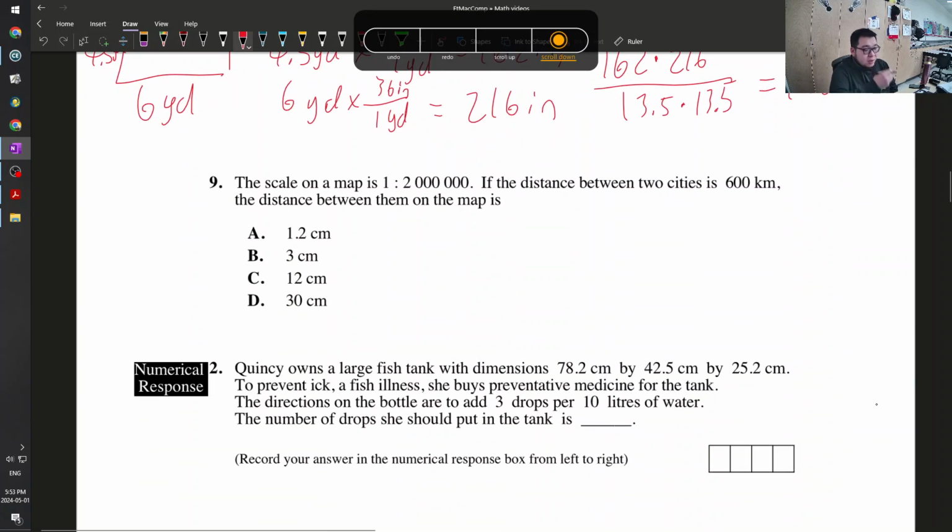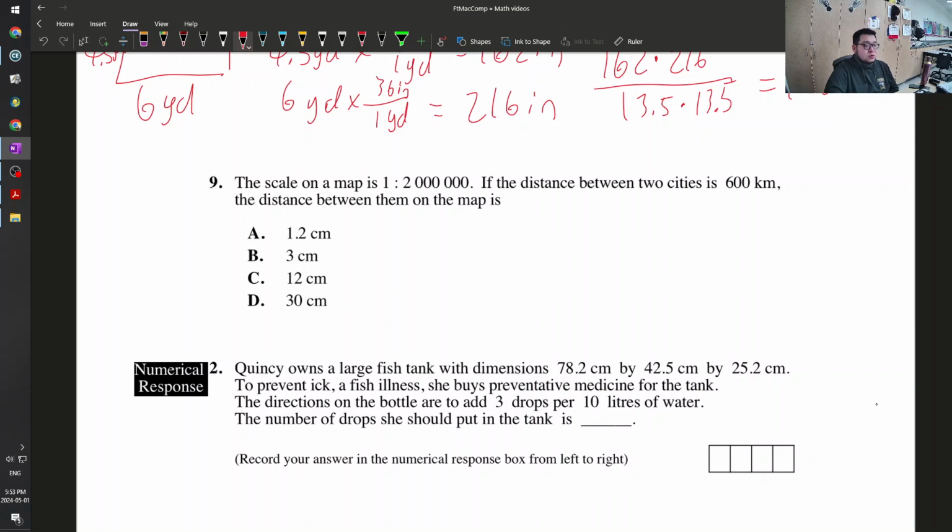Okay, the scale on the map is 1 to 2 million. If the distance between the cities is 600 kilometers, what is the distance on the map? So they want to convert to centimeters, so 600 kilometers multiplied by 1 kilometer is equal to 1,000 meters and 100 centimeters, and then divide by 2 million.